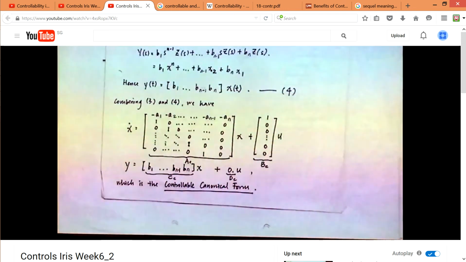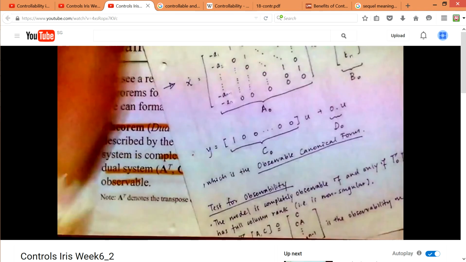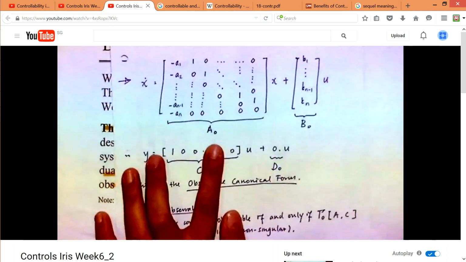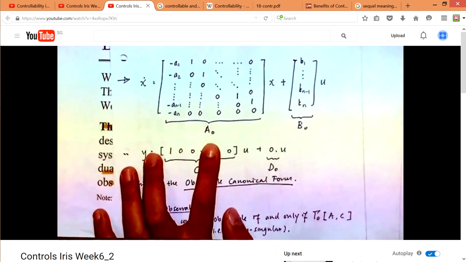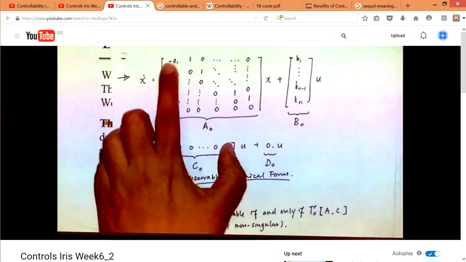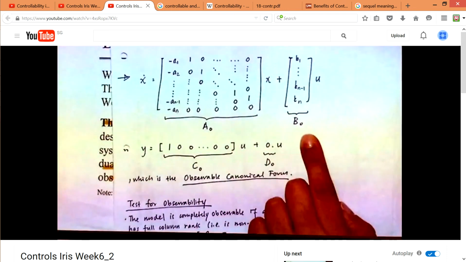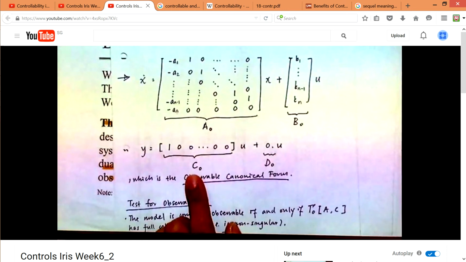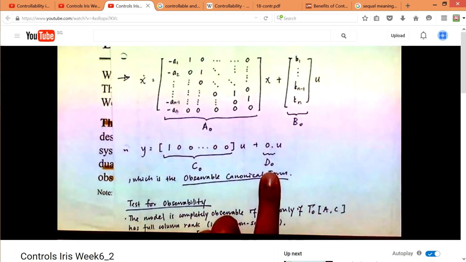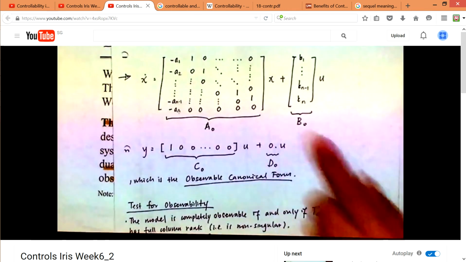Compare this to the observable canonical form. If you compare this to the observable canonical form, see that the A_O matrix, A_O is A_C transpose. So is that the coefficient on top and the coefficient on the side? B_O is C_C, C_O is B_C, and D_O is D_C. So the state matrix of the observable canonical form is the transpose of the state matrix of the controllable canonical form. And the B and C are exchangeable.